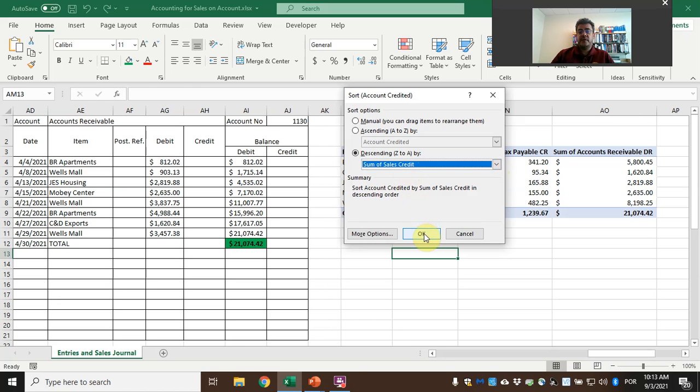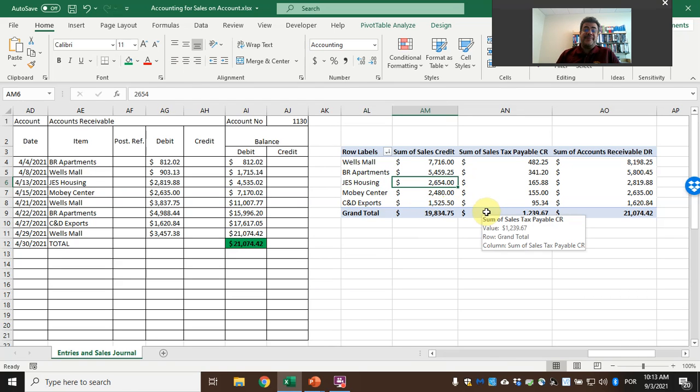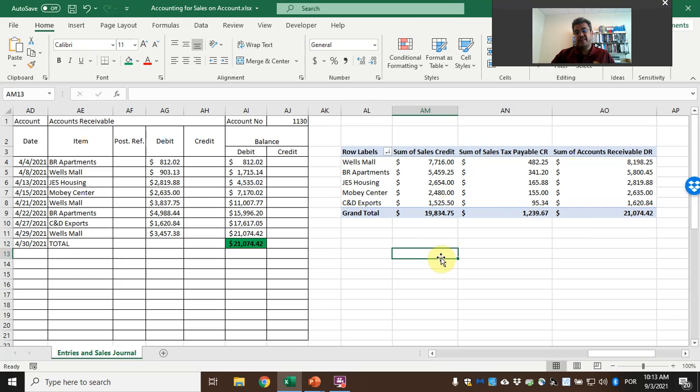Sales credit. Okay. Now we have our largest customer, BR Apartments, the second, GES, Jorge Eduardo Scarpin, my last name, my full name. Third, Mobi Center, C&D Exports, and so on. Nice way to double check your work at least.